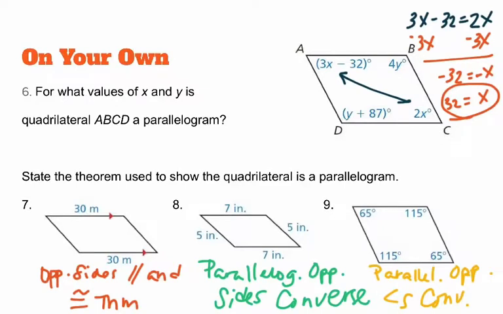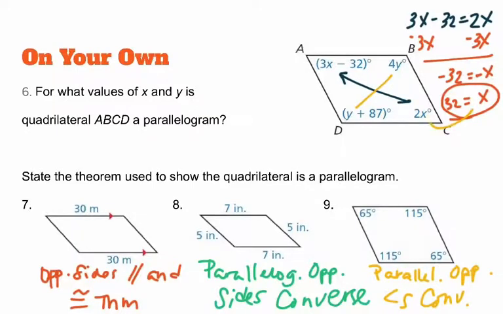All right, so in number 6, you could do this a couple different ways. So I just picked to solve for x first by default. Doesn't really matter. You could solve for y first if you'd like. So setting my opposite angles, A and C, equal to one another, because it is a parallelogram, or we're trying to say that it is. Solving for x, I get x is 32. Now, you could set up the similar way and set 4y equal to y plus 87.